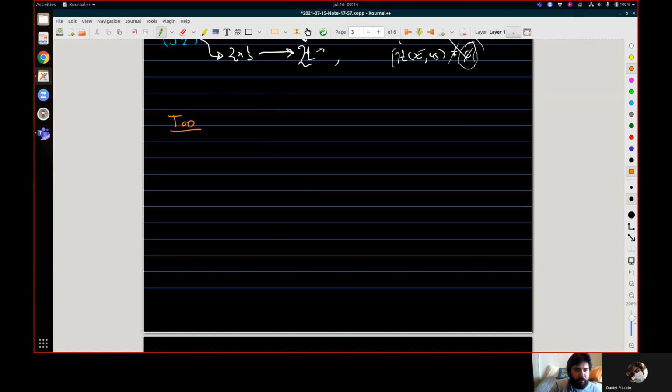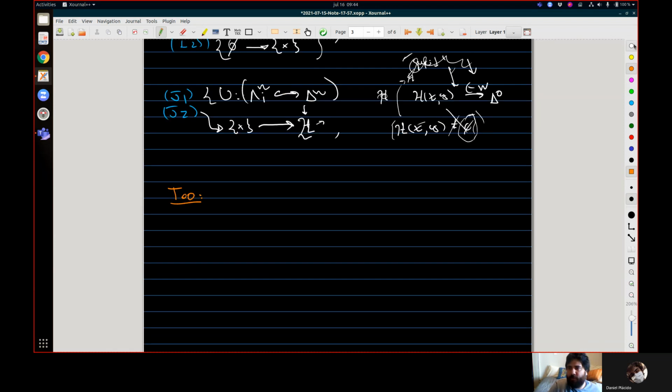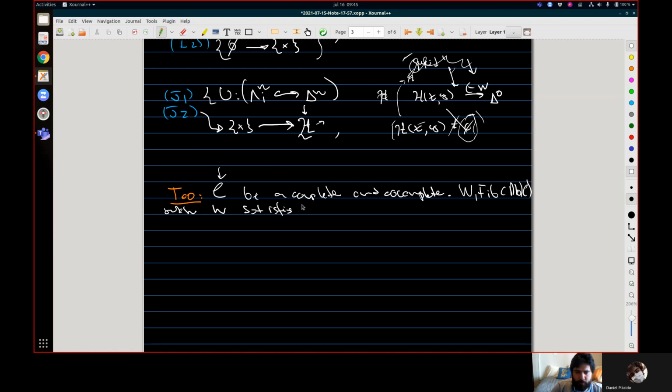And we have a theorem that states the following. Just to give a hint, let C be a complete and cocomplete category with two distinguished classes of morphisms, W and Fib, in the morphisms of C, such that W satisfies the 2 out of 3 rule and is closed under retracts. So this is, we want W to be the weak equivalences.